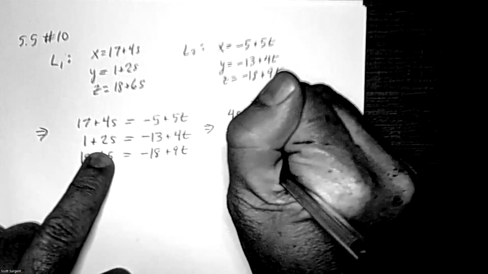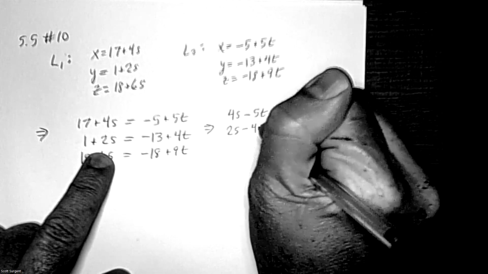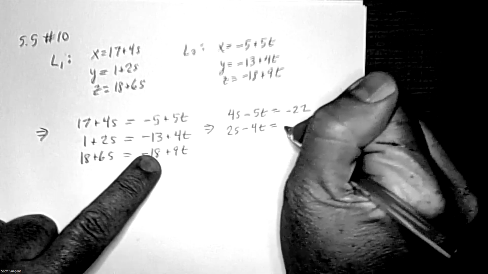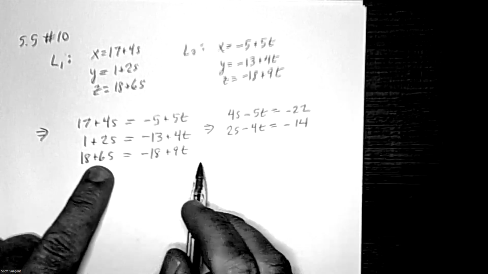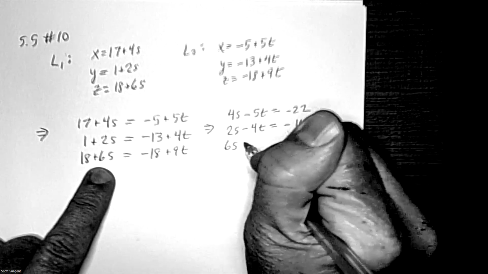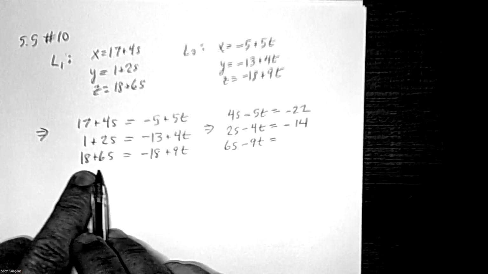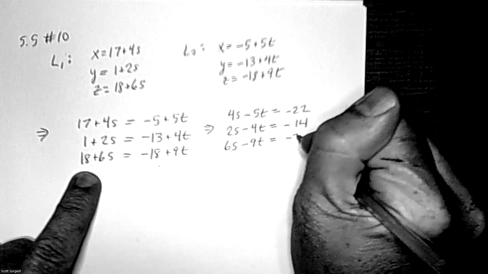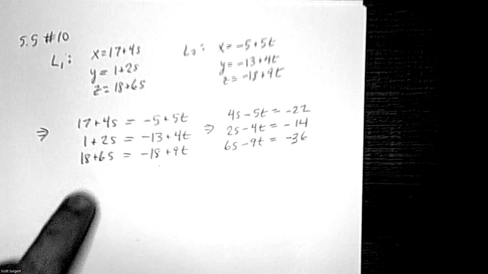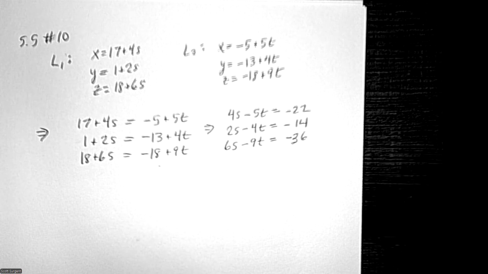Here I'll have 2s take away 4t, move the 1 over, it's negative 14. Here I have 6s take away 9t, and move the 18 over, that's negative 36. And as usual, I've got to make sure I didn't make a stupid error. So let me double check myself. I think that looks good. All right, so far, so good.